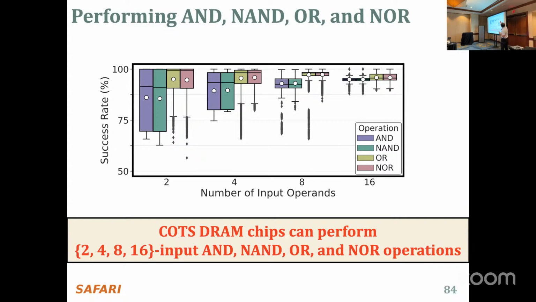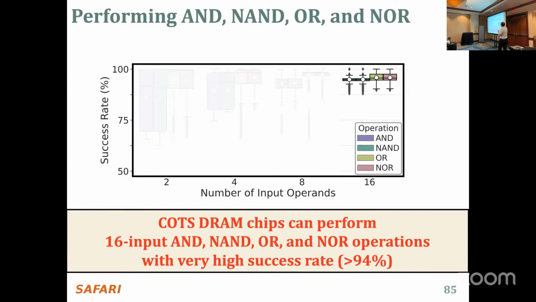And this is AND, NAND, OR, and NOR. Again, Atabak will talk more about this, but you can see that you can get significant success rates. You can perform these operations with less success rate, but still not bad success rate. The key is basically, can we enable higher success rates?